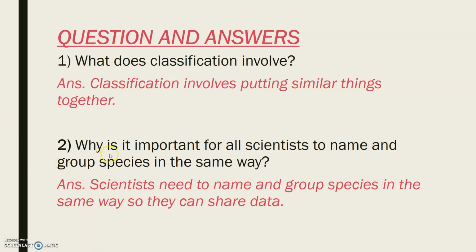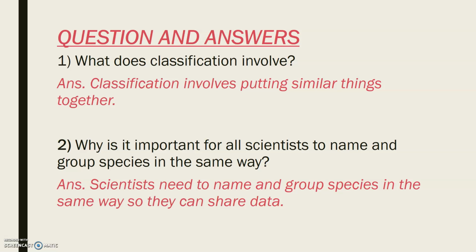Second question: why is it important for all scientists to name and group species in the same way? Why is it important? Can you guess it? Scientists need to name and group species in the same way so they can share data. See, all over the world there are different countries and different languages. Everything is different. So to get all the data about a particular species, they have to name as well as group species. That name should be the same in every language.